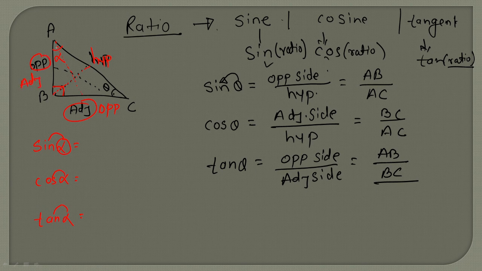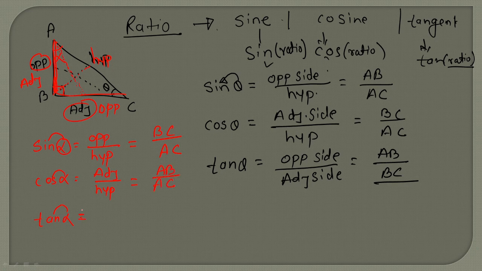I hope you understand. The side opposite to this alpha is your opposite side, and the side adjacent to this alpha is your adjacent side, right? So for this alpha, the sine ratio is again opposite upon hypotenuse, the side opposite to angle alpha. The side opposite to angle alpha is BC, and the hypotenuse is AC. Again, cos alpha is adjacent upon hypotenuse. The adjacent is AB and the hypotenuse is AC.